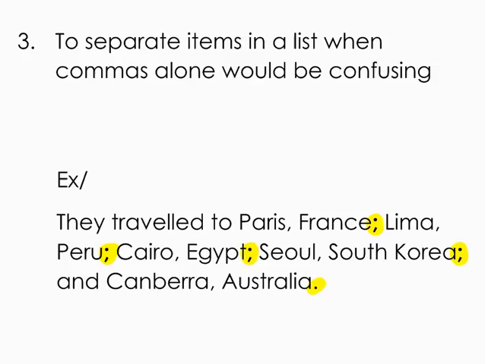Notice that those semicolons act like giant commas separating larger units like Paris, France, which needs the comma because grammatically that's how we separate a city and its country.